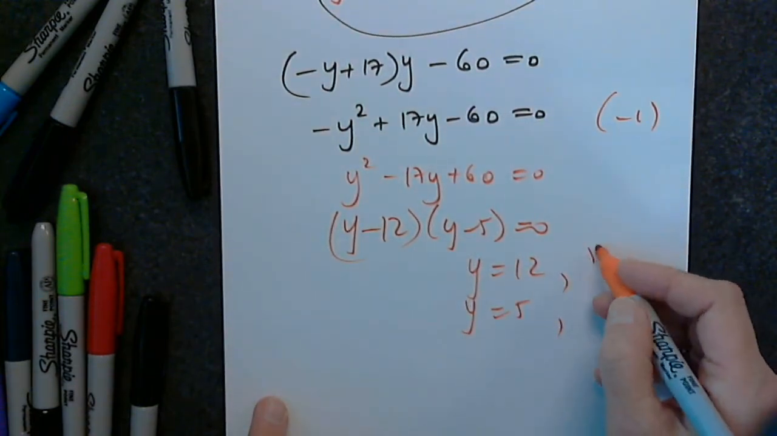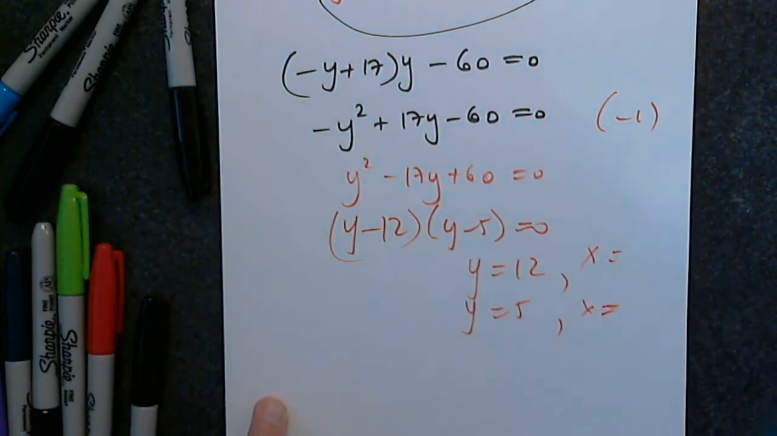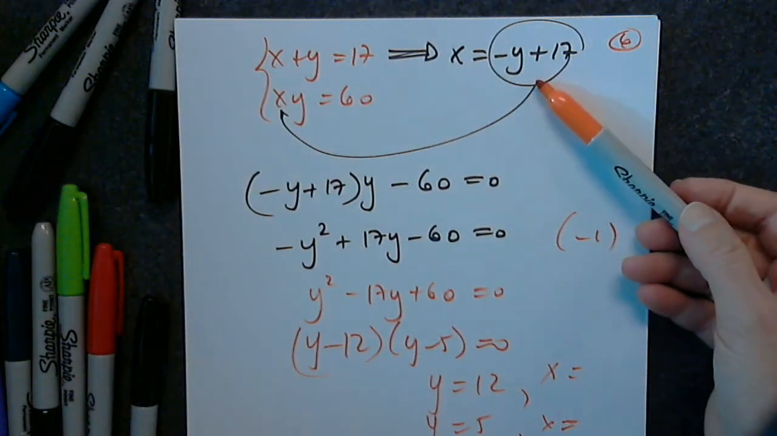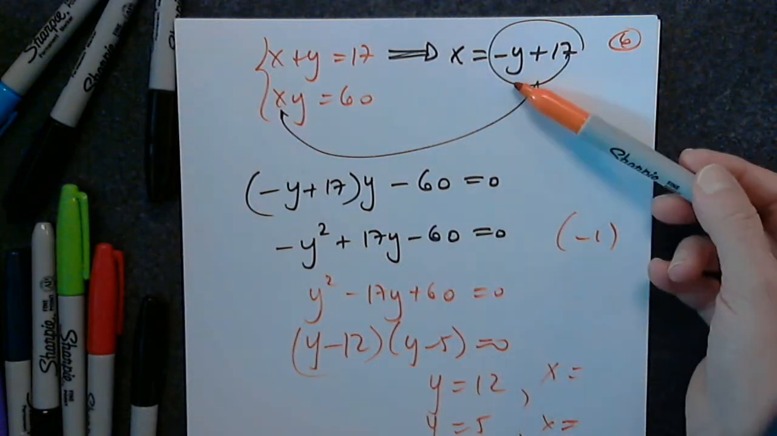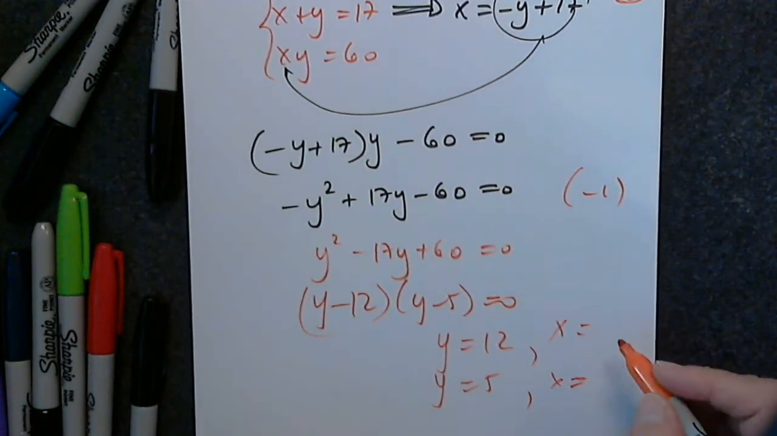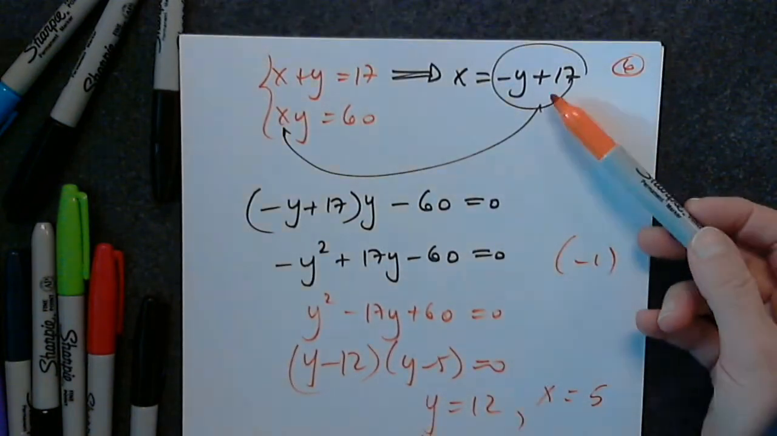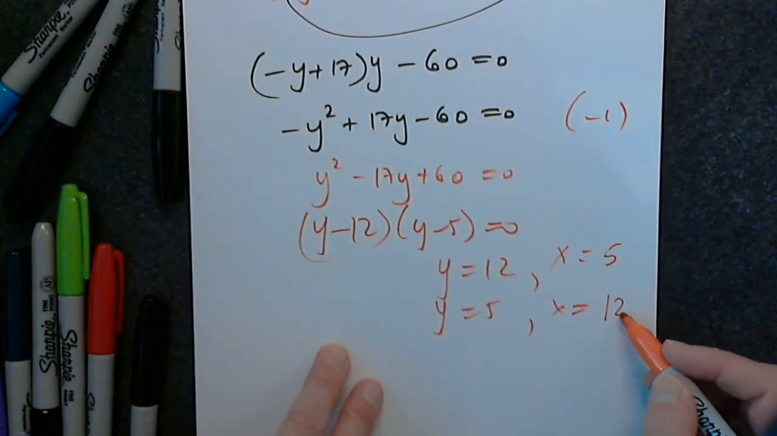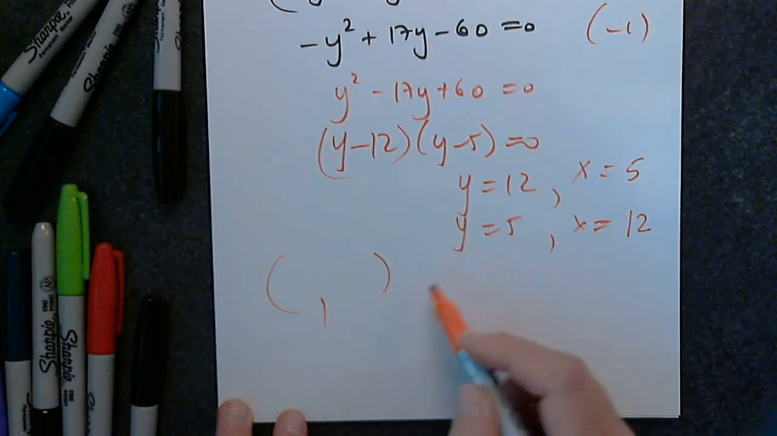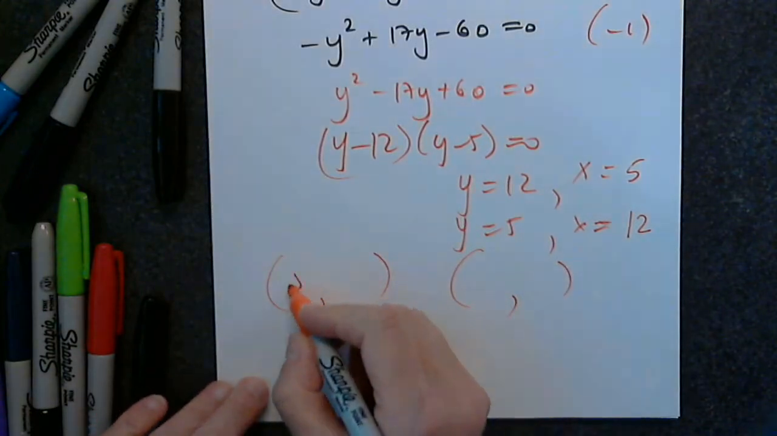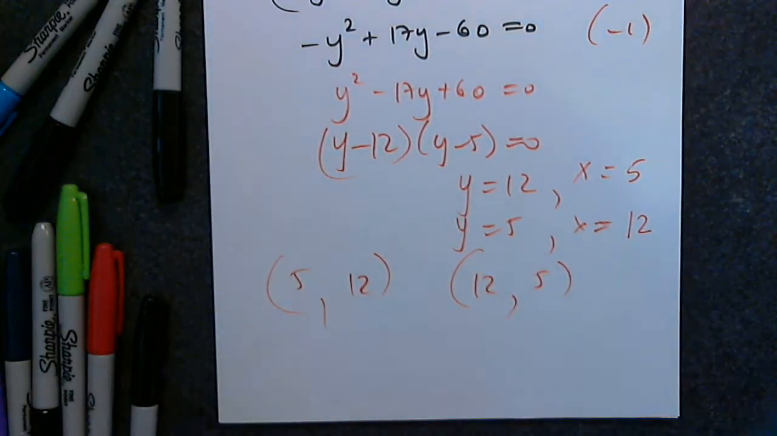It's good, but it's not good enough. We have to determine x. So we go back to x equals negative y plus 17 with 12. How much is x if y is 12? Perfect. And how much is x if y is 5? Indeed. Correct. Okay, so then the two ordered pairs, two possibilities. Yes, (5, 12) and (12, 5).